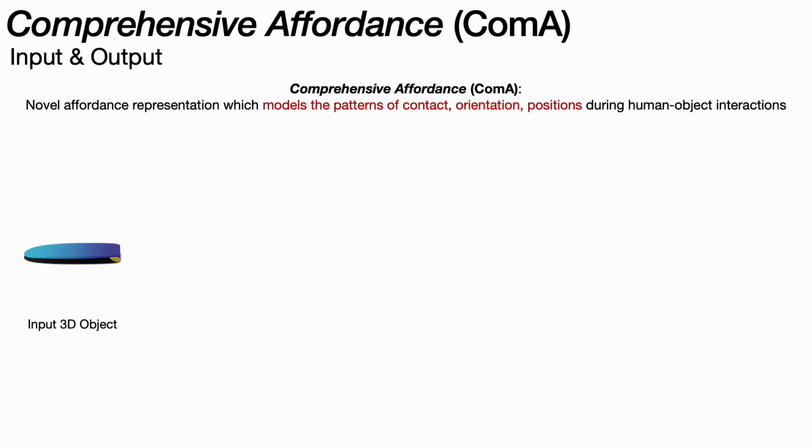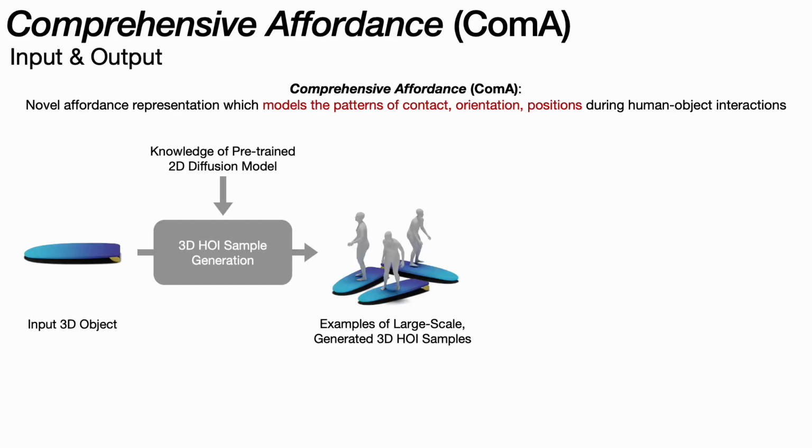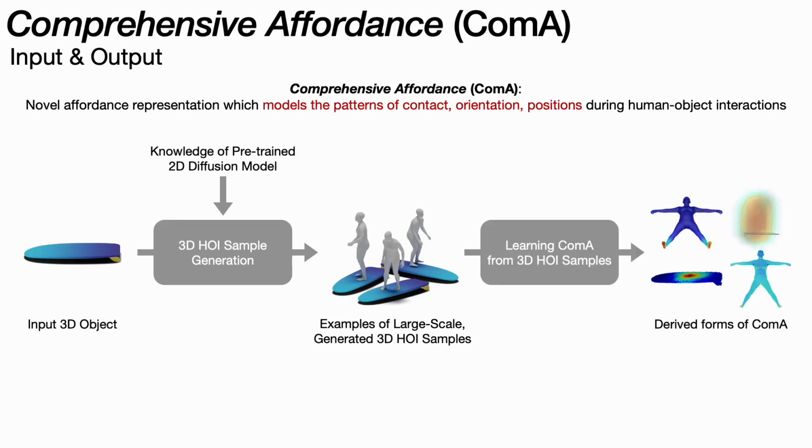Given an input 3D object, we initially generate numerous 3D human-object pairs by leveraging the knowledge from pre-trained 2D diffusion models. Subsequently, we learn COMA from the generated human-object pairs by constructing the distribution of relative proximity and normal orientation for all human-object vertex pairs.